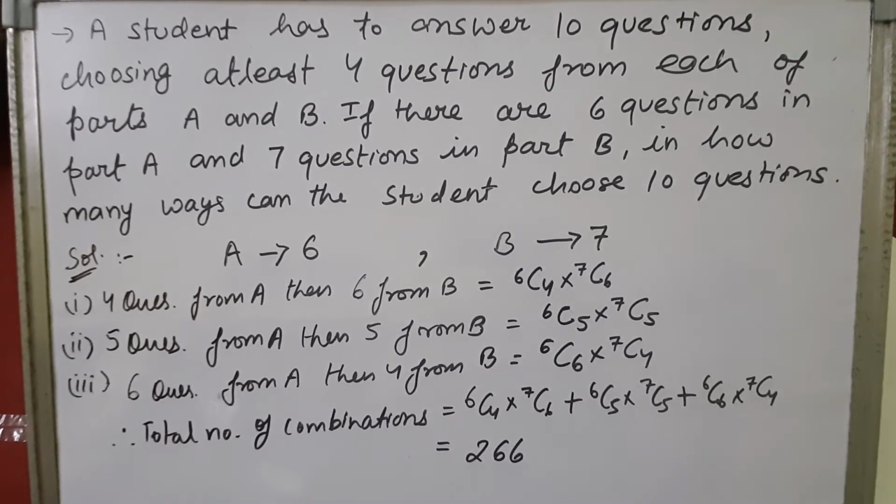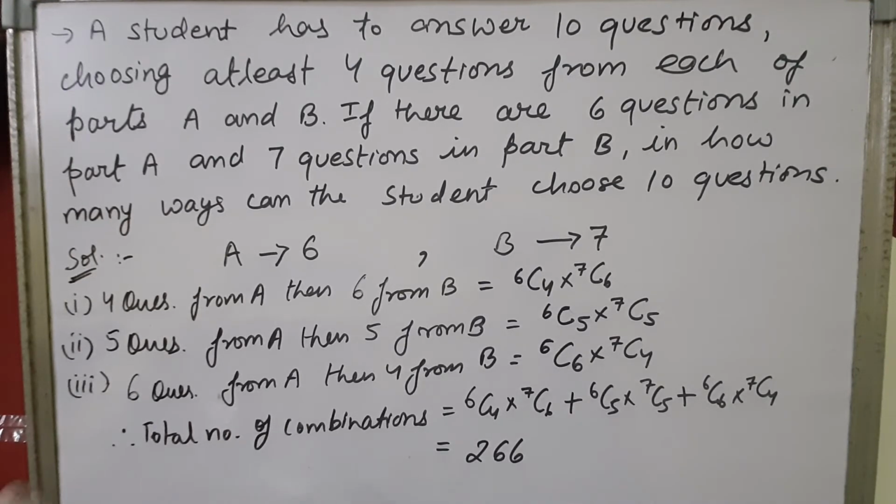Okay children, let's see another sum. In this question it is given that a student has to answer 10 questions, choosing at least 4 questions from each of part A and B. If there are 6 questions in part A and 7 questions in part B, in how many ways can the student choose 10 questions? That means at least 4 questions he has to attempt from each of the parts.